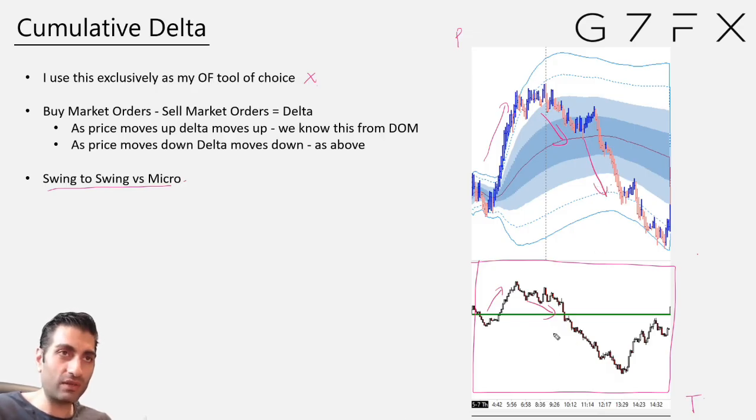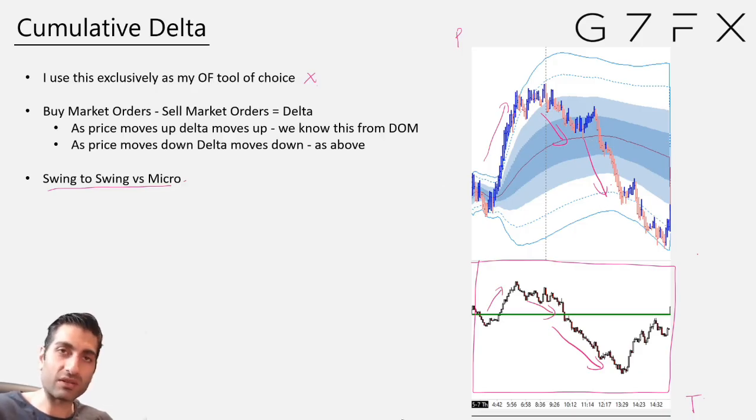Aggressive move down. Aggressive negative market orders. If you watch the depth of market or the footprint, all that would be happening is the delta would be going down. You'd have aggressive negative market orders hitting the bid. That's all it is. It's that delta, the difference between orders hitting the sell side and orders hitting the buy side.